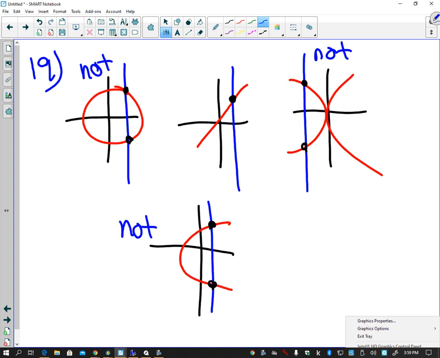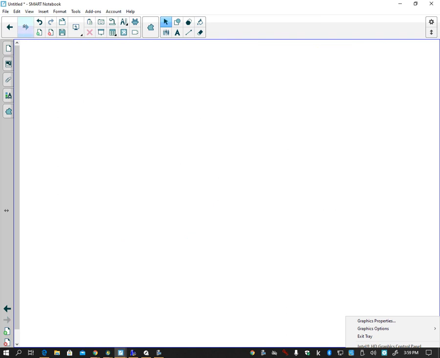This is a function. It passes the vertical line test. That's what we're looking for on 19: can I identify a function by its appearance? Number 20, the last question.